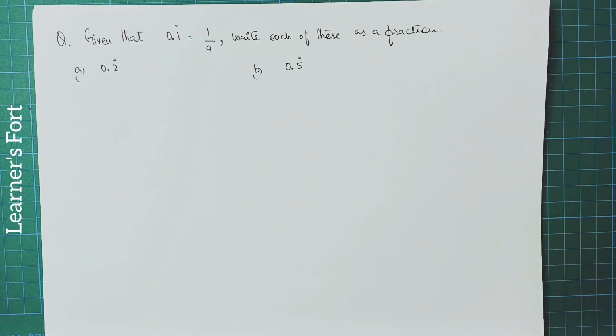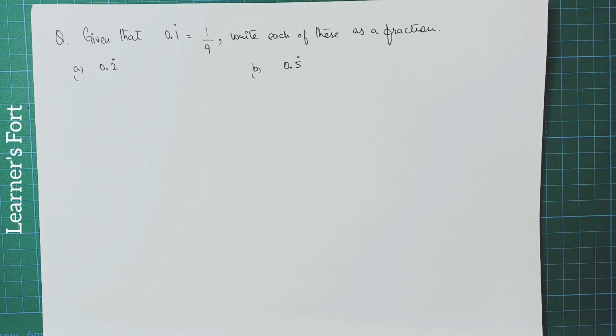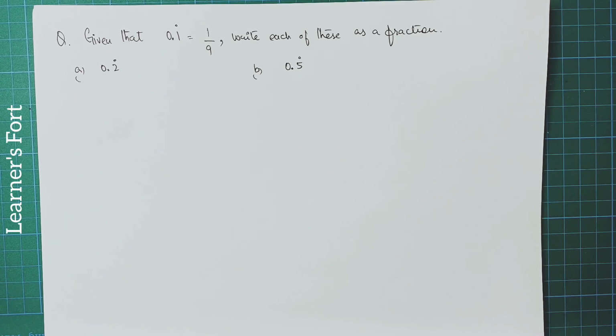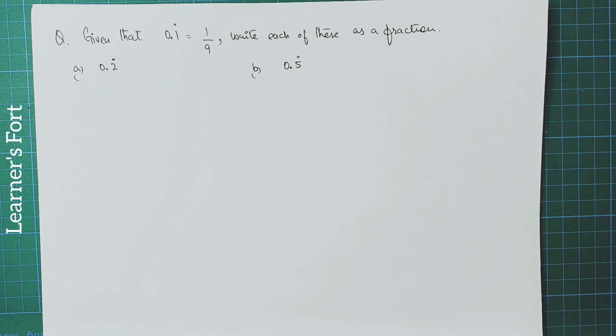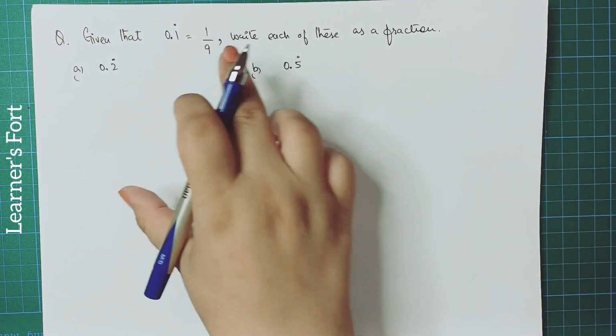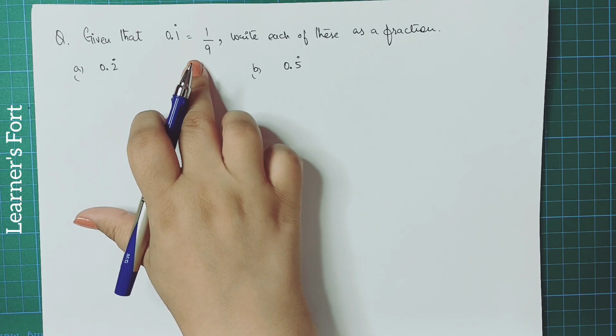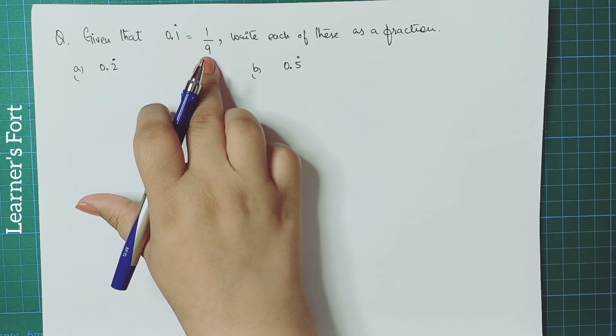Okay, now let's have a look at this example, at this question. Now we have been given a recurring decimal and we have to convert it into a fraction. So how are we supposed to do that? We have been given that 0.1 dot is equal to 1 upon 9. Write each of these as a fraction. Now we have been given 0.2 and 0.5 recurring decimals. So how are we going to express, and what is the purpose of giving this condition, like 0.1 is equal to 1 upon 9?